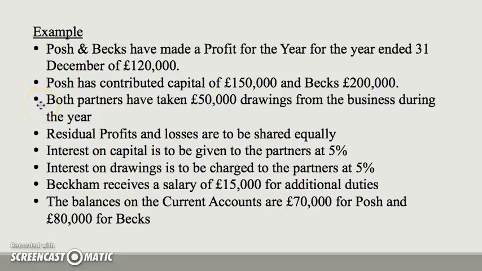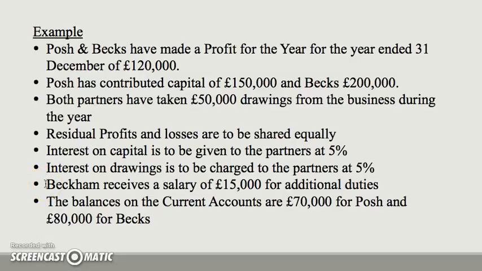Both partners have taken out £50,000 in drawings from the business during the year to live on, and they've decided that any profits or losses at the end, the residual profits and losses, they'll be shared equally. Interest on capital is going to be given to the partners at 5%, so whoever risks more capital will get more of the profit back. And to discourage one from taking more than the other, they've got interest on drawings, which is going to be charged to the partners at 5% per annum.